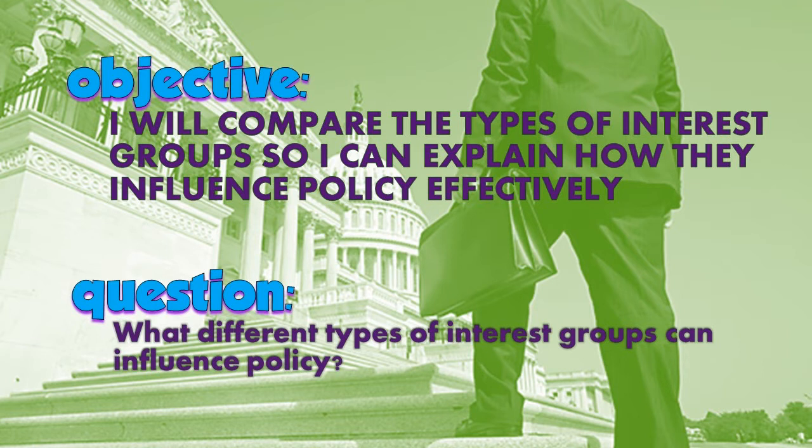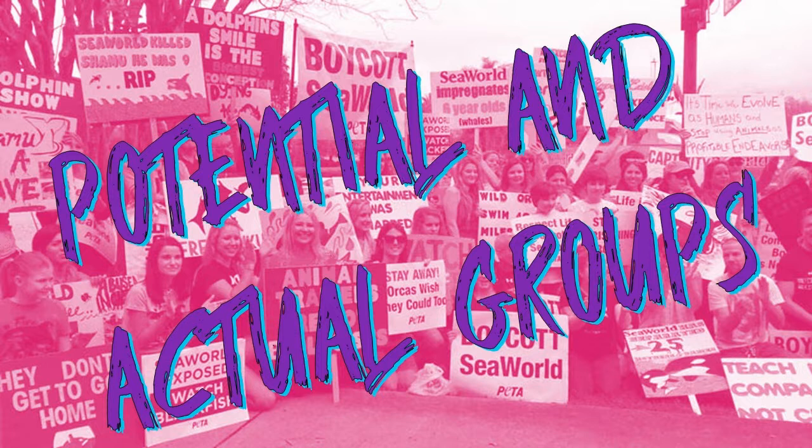The same strategy is not going to work for all groups. So we're going to look at a bunch of different types of groups so that we're best able to figure out how they're going to approach influencing policy. So the question we'll answer today is, what different types of interest groups can influence policy? First up today, we'll talk about the difference between potential groups and actual groups. So we will be able to see what kind of problems may be faced by bigger groups here.